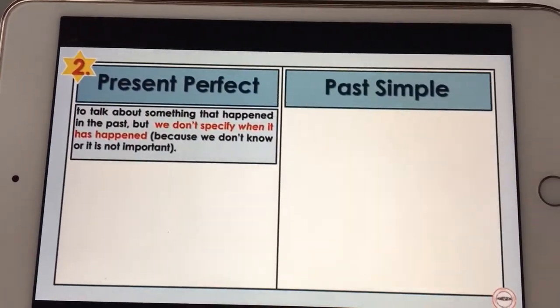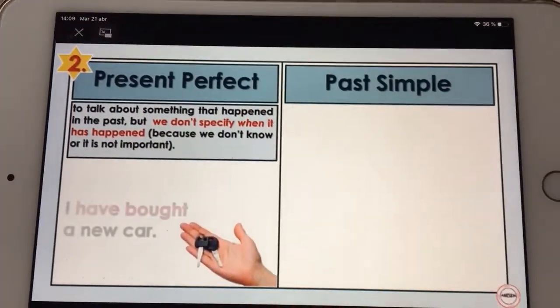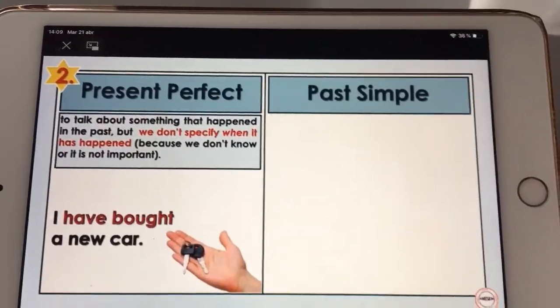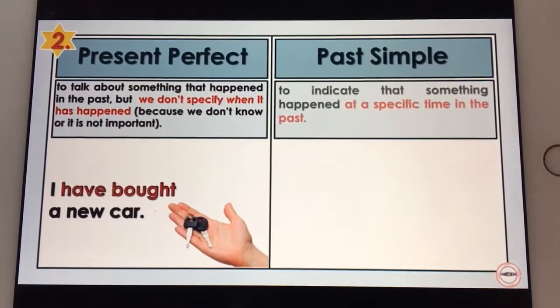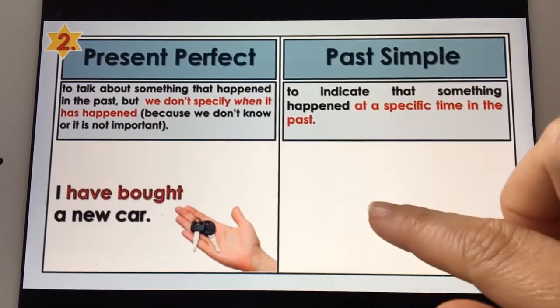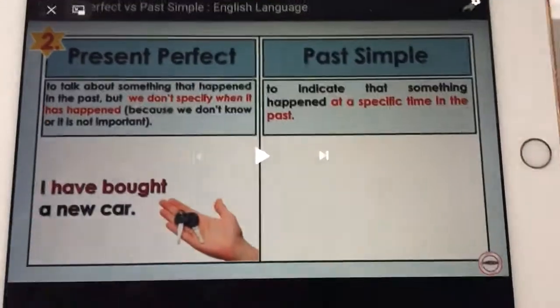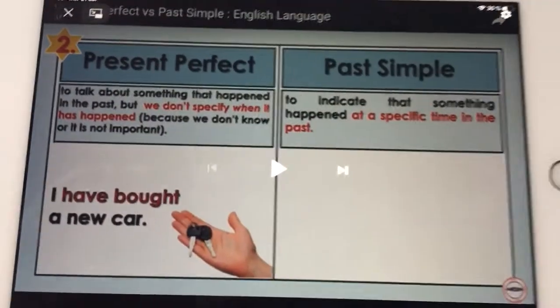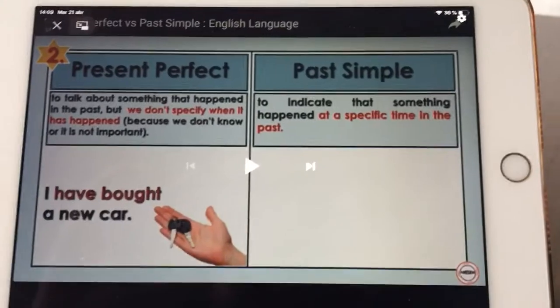Okay. Another example is that for the present perfect, we talk about something that happened in the past, but we don't specify when it has happened because we don't know or it is not important. I have bought a new car, okay? You have done it. You're not saying when, but you've done it recently, okay?